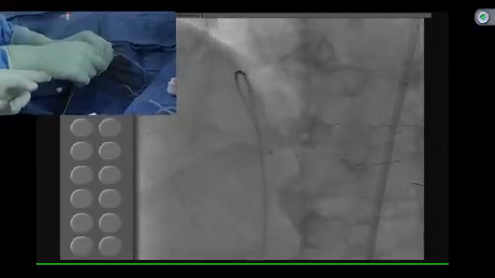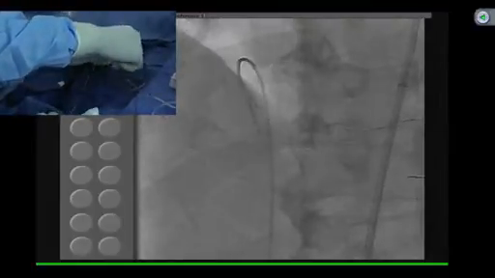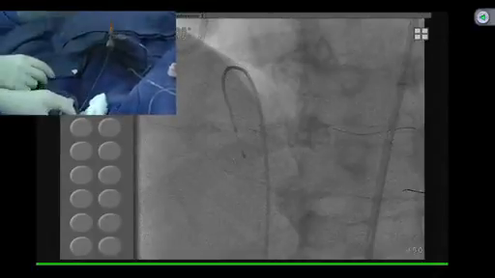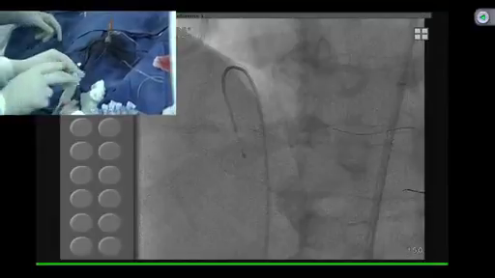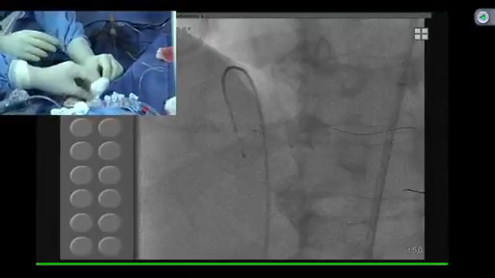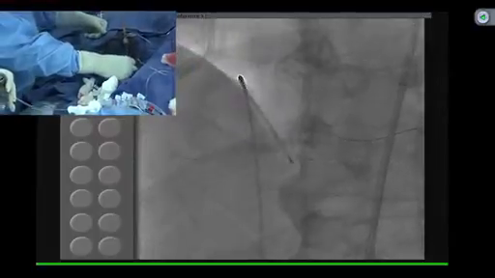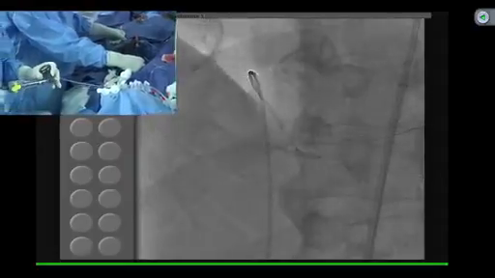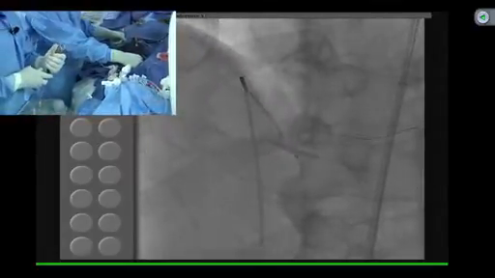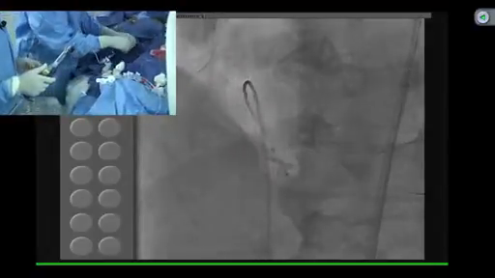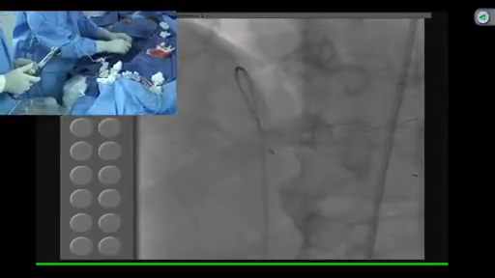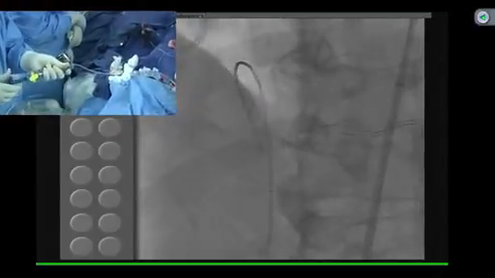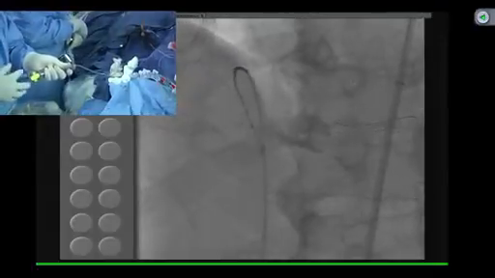We can take the rotawire out now. We don't need it. Otherwise, we'll be having 3 wires in the vessel. We have a Runthrough which went easy into the PDA, and I have a Fielder, the same Fielder that we used initially into the AV continuation RPL, and we have a 2.5 by 15 Track balloon in the PDA, a few millimeters inside. I think the PDA has a little more disease. Good. And just a balloon. I think the goal would be to have a good balloon result at that area.